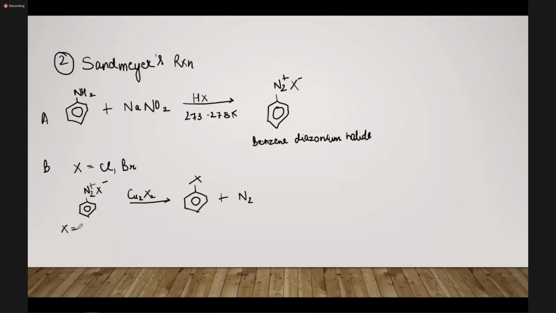And similarly, for X equals I, that is for the iodine, we can simply treat this diazonium salt with potassium iodide. So we will get the iodine compound. Above the arrow for chlorine and bromine, if we want chloride, we will write Cu2Cl2, and for bromine, we will write Cu2Br2. Simply for the iodide, we will use KI, and we will get the iodide over here.